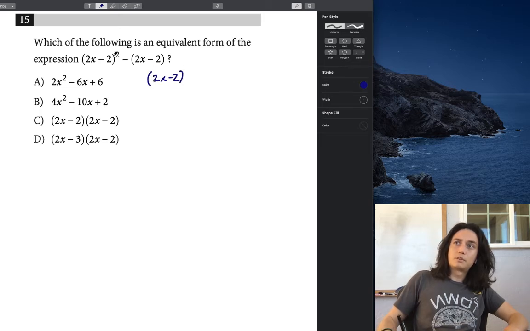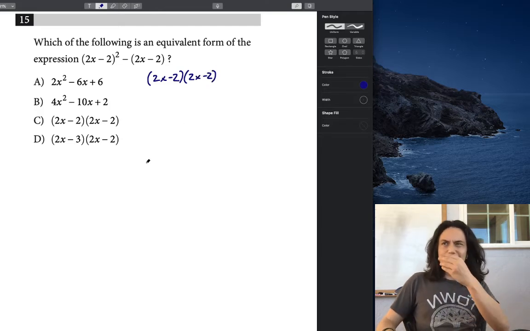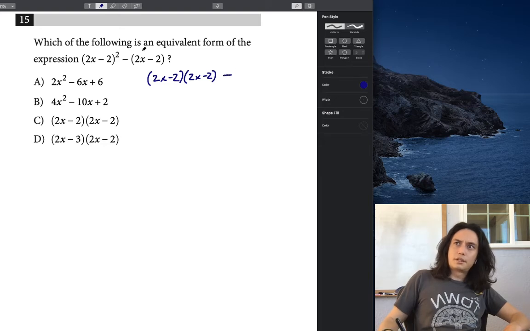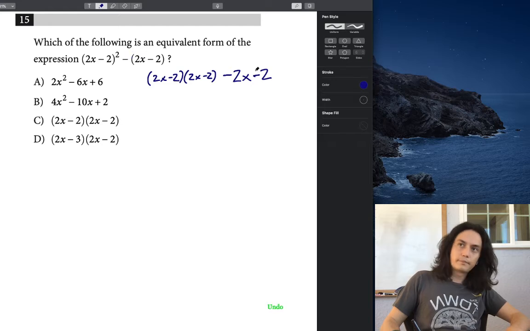2x minus 2 squared is 2x minus 2 times 2x minus 2. I guess that's one way you could screw it up, to do 2x squared minus 4 and think that you have successfully squared it. But we're not going to make that mistake. And then we're going to go minus, and I'm going to expand this. The expansion, you just need to not screw this up. We're going to go minus 2x. And instead of minus 2, we need to distribute this negative sign, so it's plus 2.